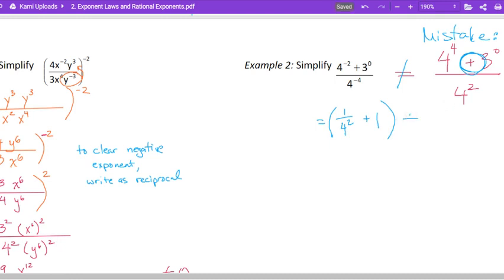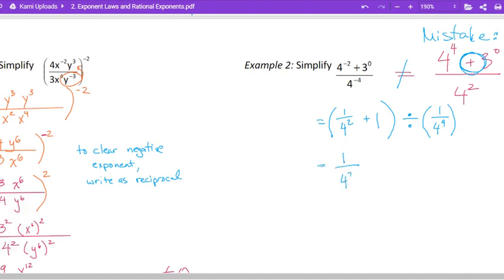Now watch this. We are dividing it by 1 over 4 to the power of 4. Do you see what I did? I just took out that denominator. I said, well, it's the same thing as saying divided by. And because it's 4 to the power of negative 4, I write the reciprocal. Well, wait a second. We know what to do when we're dividing fractions or rational expressions. What do we do? Flip. That's right.